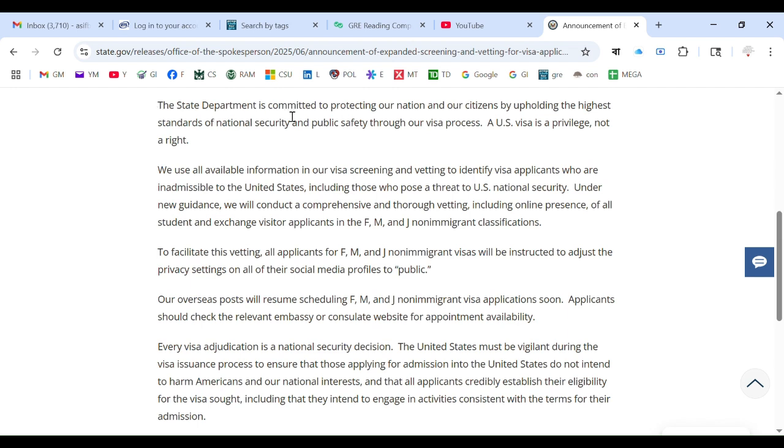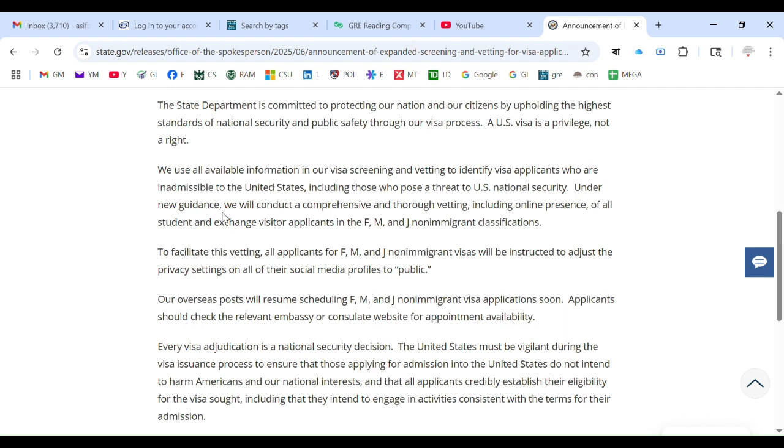So the State Department is committed to protecting our nation and our citizens by upholding the highest standards of national security and public safety through our visa process. A US visa is a privilege, not a right. So this is a generic thing. We use all available information in our visa screening and vetting to identify visa applicants who are inadmissible to the United States. Inadmissible means who cannot be admitted or welcomed by the United States, including those who pose a threat to US national security.